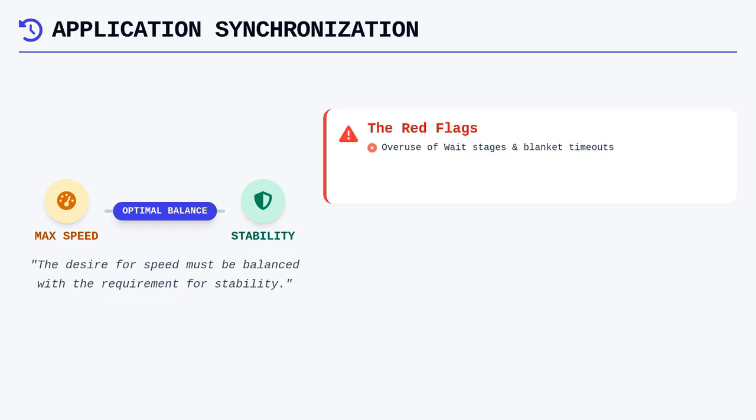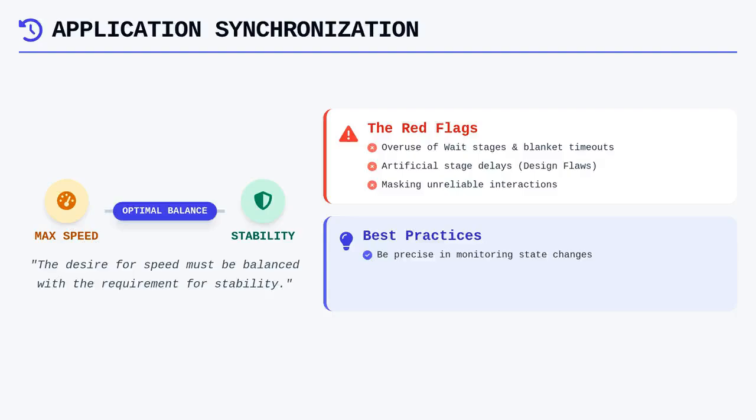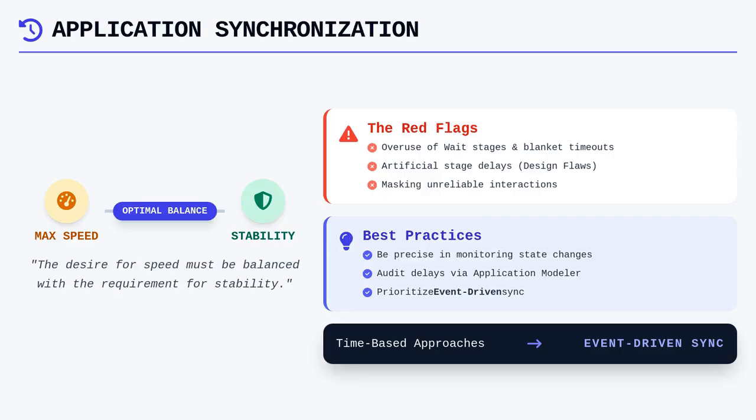You should also audit your use of stage delays, as these artificial pauses are often symptomatic of a design flaw rather than a legitimate architectural requirement. If you find yourself adding wait times to fix a synchronization issue, you are likely masking an unreliable interaction that should be addressed at the application modeler level. Aim for event-driven synchronization whenever the target application supports it, rather than relying on time-based approaches.